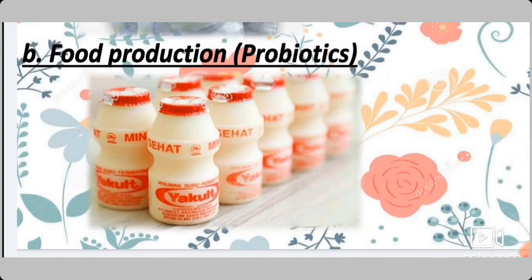And next, food production. In food production, we are going to see about probiotics. What are probiotics? Probiotics are live food supplements used in yogurt. What is yogurt? It is like curd. Okay, curd is made by adding lemon juice, vinegar, or some curd to the milk. You know how to make curd. But yogurt is created by bacterial fermentation of milk. Because of the fermentation process, we can create yogurt.